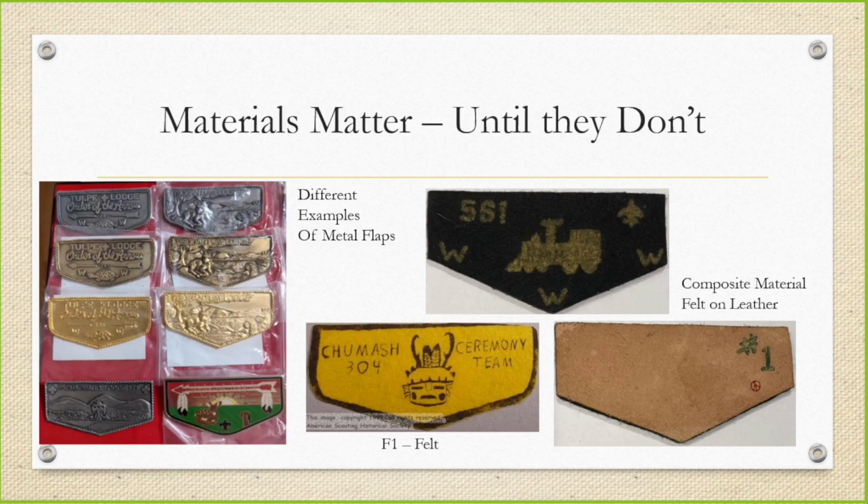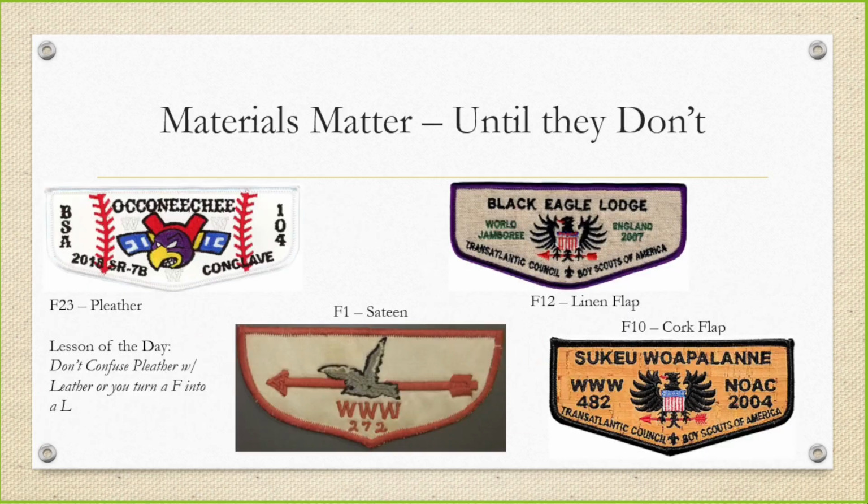A felt is not an accepted exception, so it's listed as an F, just like you would a twill flap. And then here you have a composite material. This is felt, but it's backed on leather. So is this an F or is this an L? Looking from the front, you would say it's an F because it's felt. But knowing that it's backed with leather, I guess it's an L. You see how this can get a little odd, a little confusing.